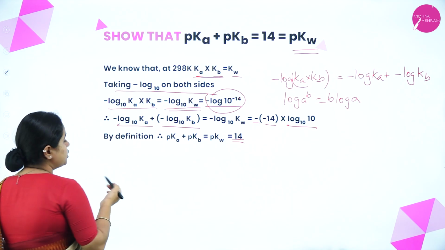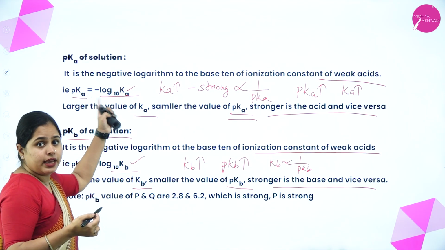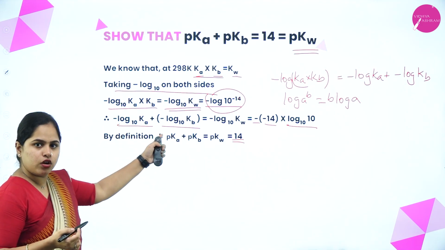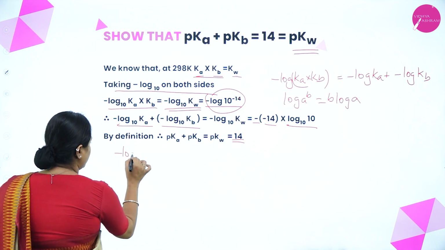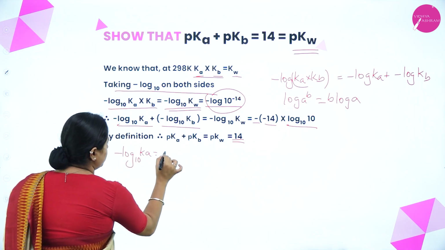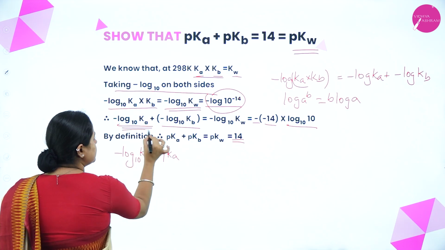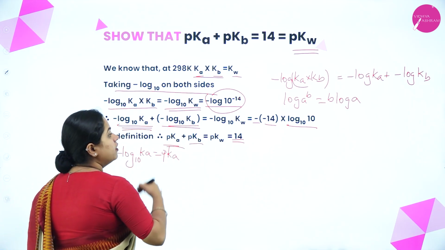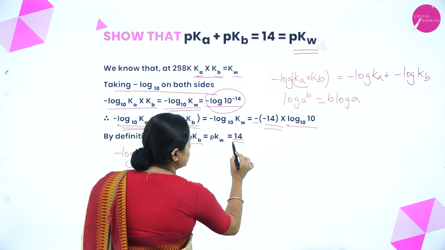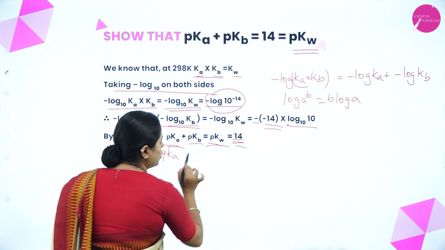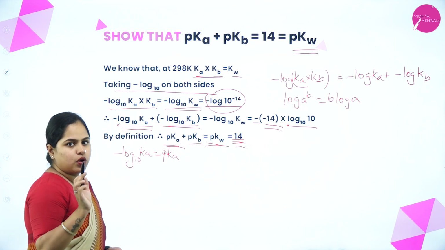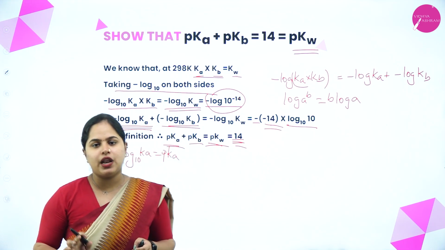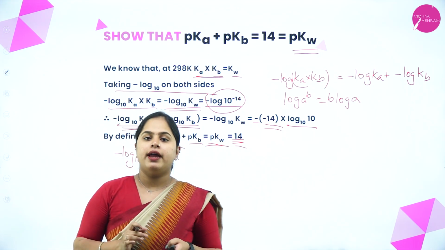Just now we studied what pKa is. It is minus log of Ka. So you already have minus log of Ka here. So minus log base 10 of Ka is equal to pKa. So instead of writing this, I can write pKa in its place, plus pKb, which is equal to 14, and which is also equal to pKw. I hope it is clear. This is how you derive this equation. It is very simple as well as very, very important for your examination.